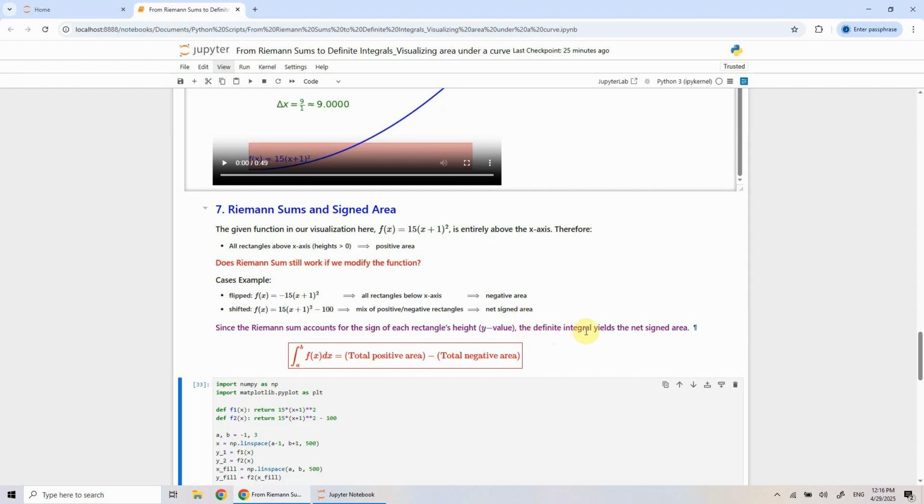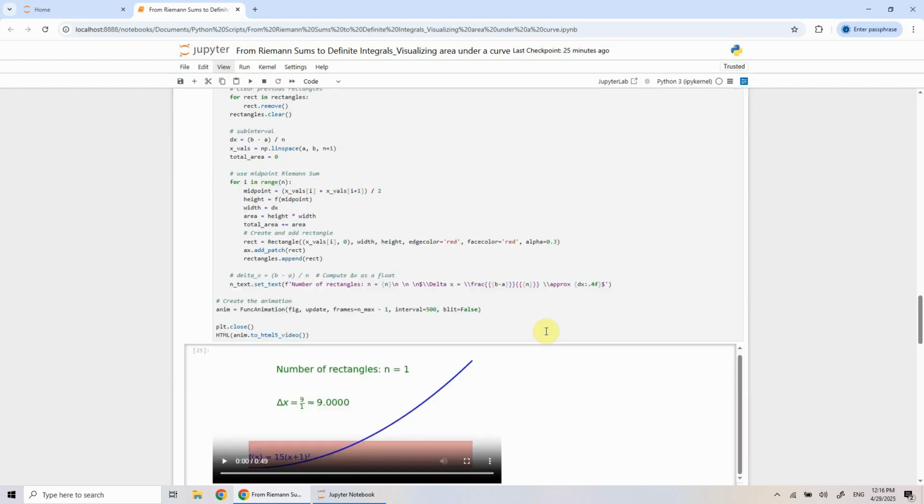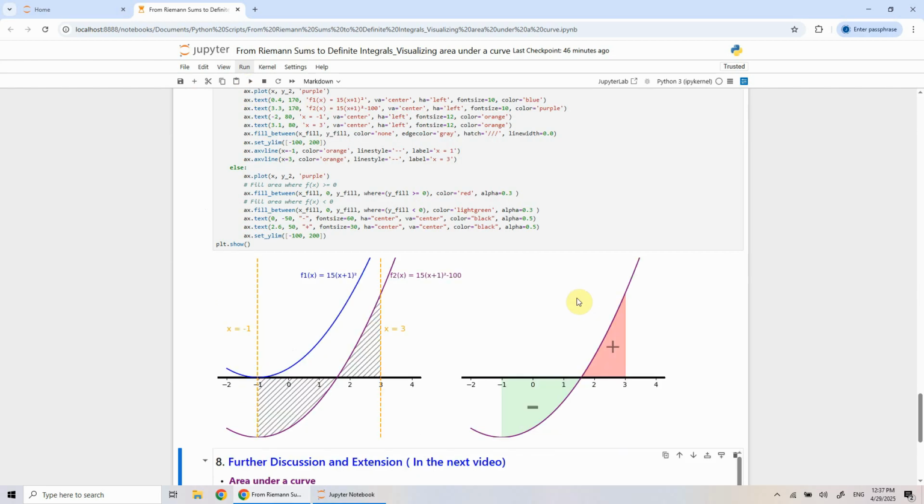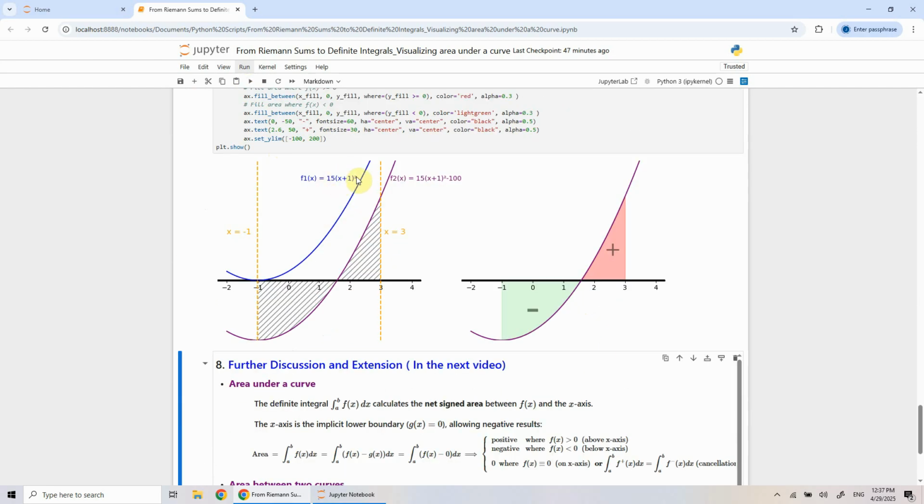The definite integral represents the net signed area because the Riemann sum naturally has the sign of each rectangle height, the y value at sample points. Let's run the Python code. Here is the original function, and here is the modified one, which shifts the curve down by 100 units.